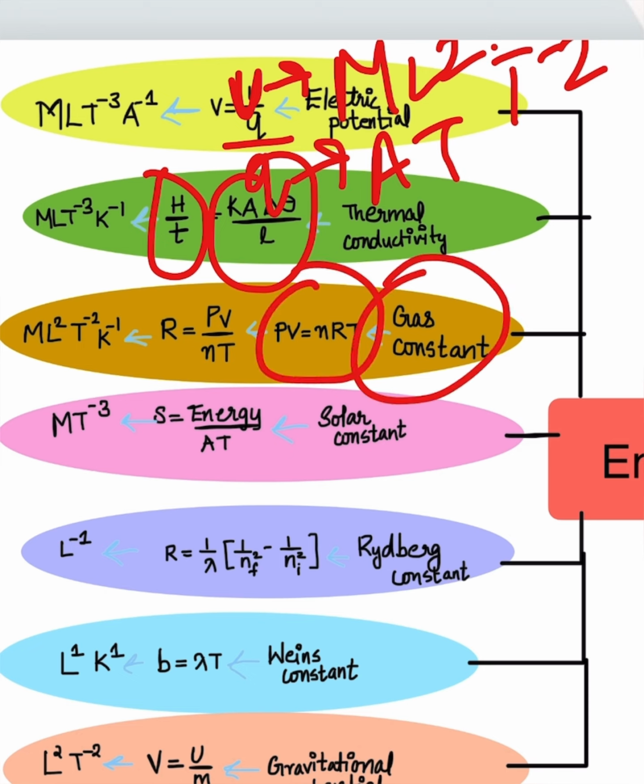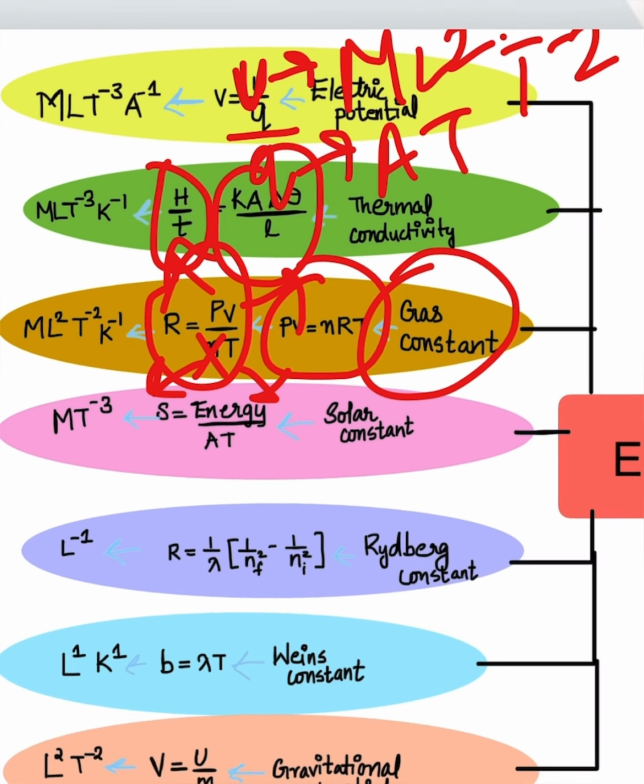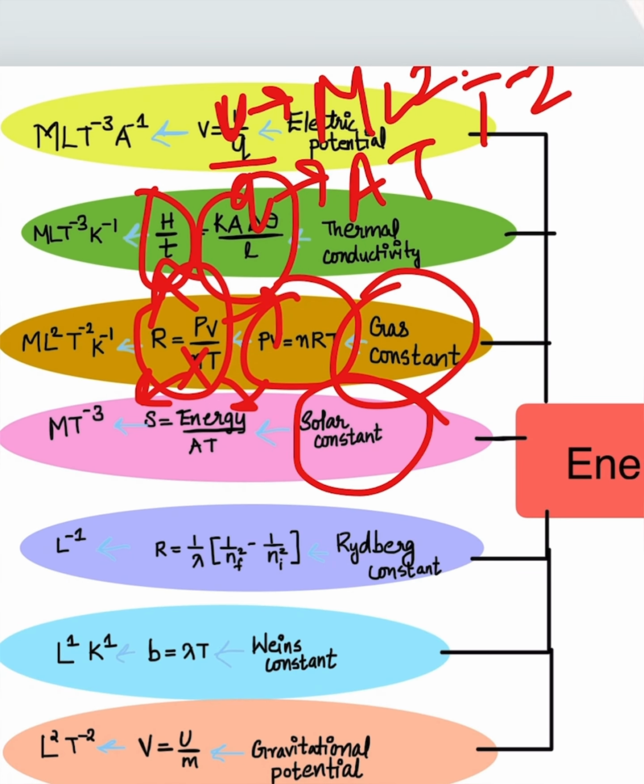Gas constant: PV is equal to nRT. R is equal to PV divided by nT. P is the pressure, and pressure is equal to force divided by area. V is the volume. n is the number of moles, which has no unit. And T is the temperature. And then solar constant: energy divided by area into time.